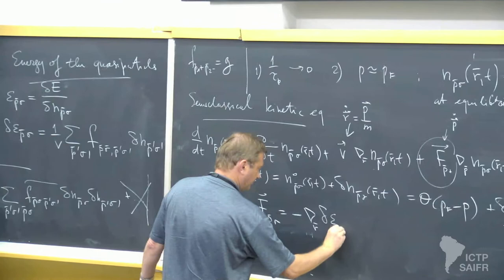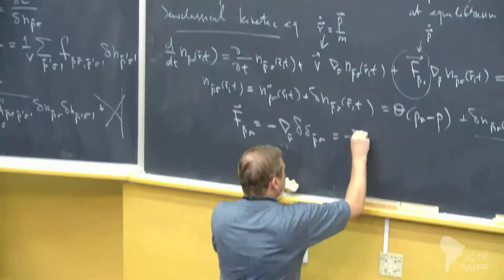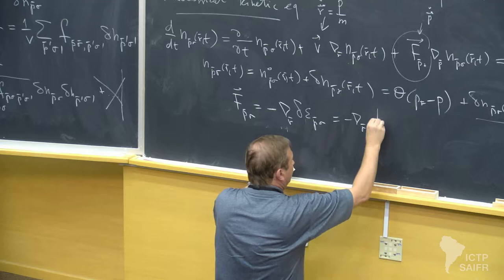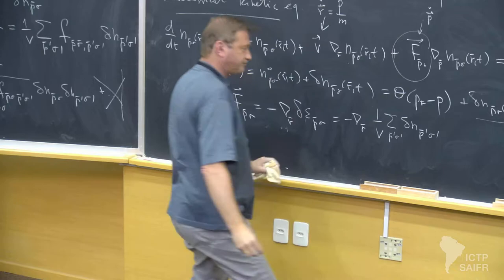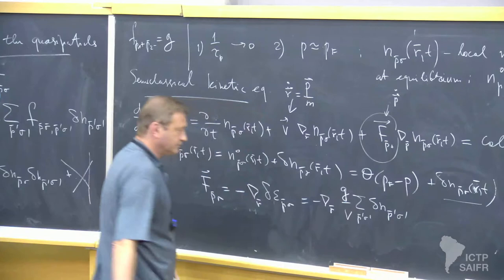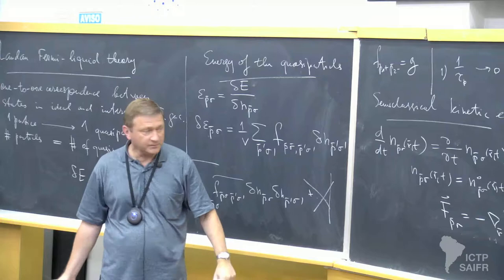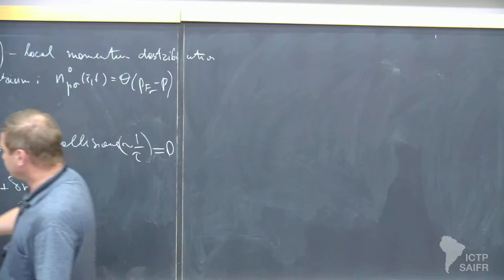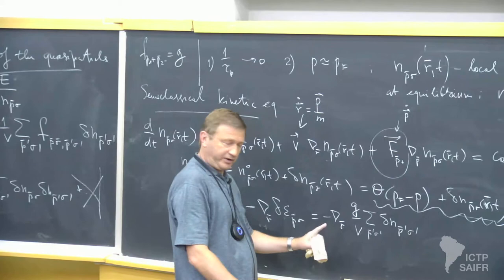And if I now use this form, I immediately write down that this is minus gradient with respect to R, because we also have gradient with respect to P. And then I have here one over the volume, sum over P prime sigma prime, delta n P prime sigma prime. And in this case, we also have G. This is our F function, and this is G. So this is my force. So now I can look at this equation, insert there this decomposition, and see what I will get. And this sigma should be opposite to sigma prime, because it's only plus minus.